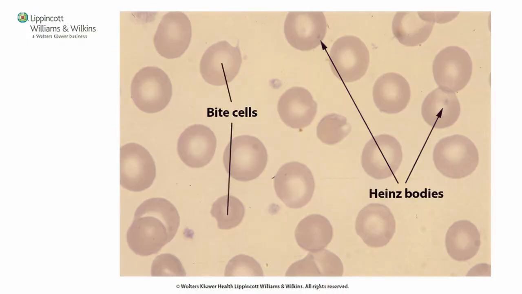A similar looking finding is called Heinz bodies. So Heinz bodies are these little clumps of denatured hemoglobin which shouldn't be there. And as these red cells pass through the spleen, the splenic macrophages just bite the Heinz bodies right out of the cell. And that leaves something called a bite cell.